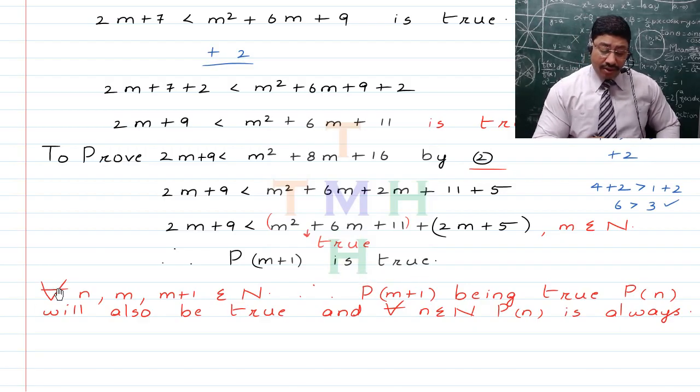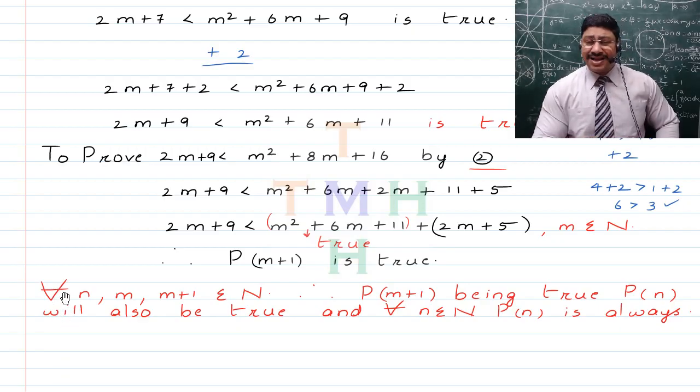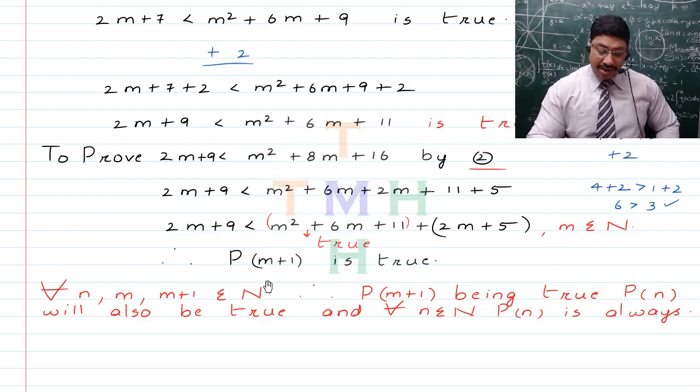So here we'll now recapitulate this in terms of a very important statement that you should be writing at the end of every sum on Principle of Mathematical Induction. That is, for every, right, this stands for every n, m and m plus 1 to be an element of natural numbers, right, therefore P(m plus 1) being true, P(n) will also be true, right, because P(m plus 1) obviously has been proved to be true.